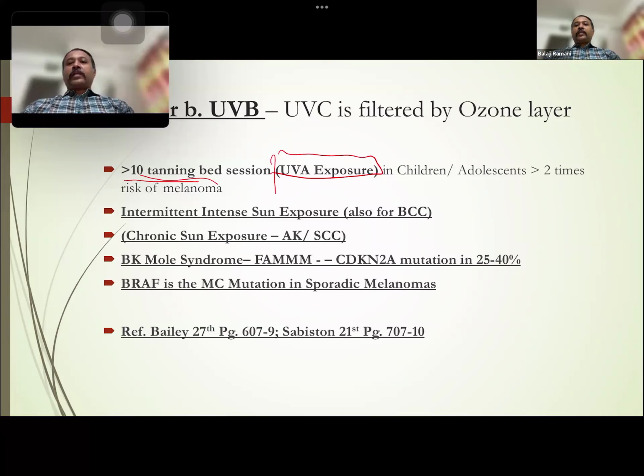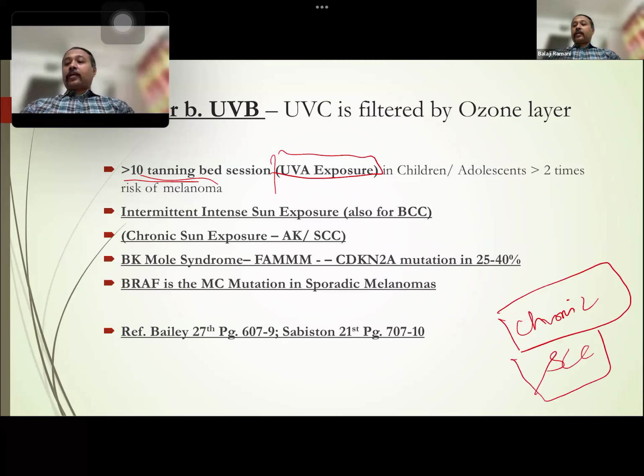Now, the type of sun exposure is also important in various skin cancers. Chronic exposure is important only in squamous cell carcinoma. In both melanoma and BCC, we get an intense intermittent sun exposure. That is the reason why tanning beds are important in development of melanomas rather than your SCC. Chronic sun exposure, as I already said, is important for your squamous cell carcinoma.